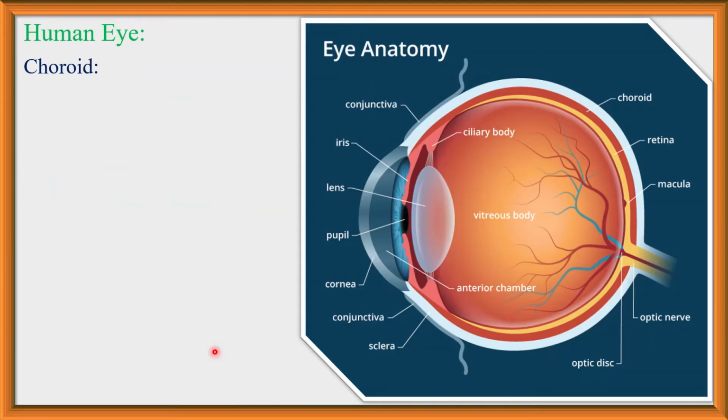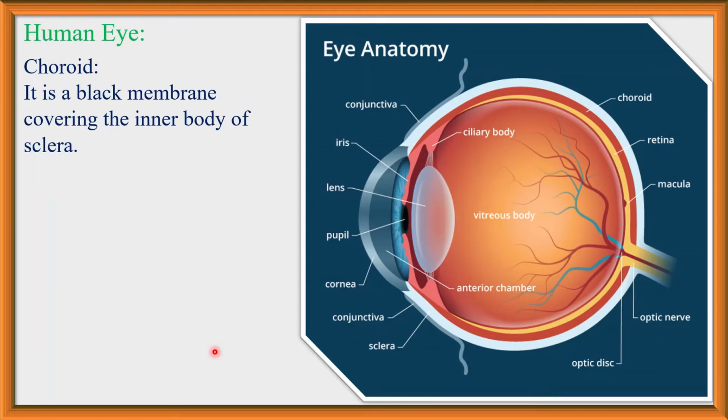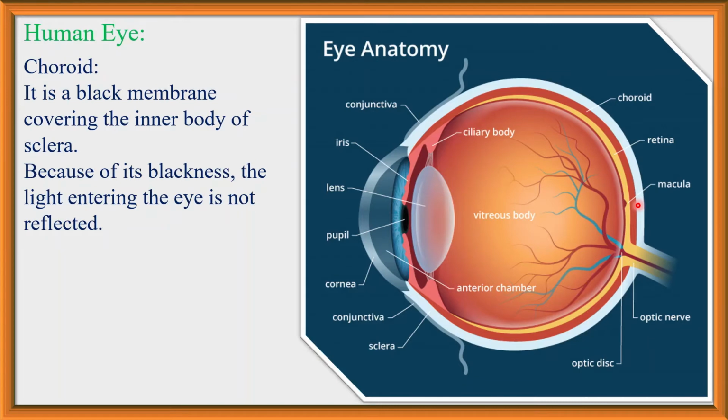Now choroid. It is a black membrane covering the inner body of the sclera. This part is the cornea, and next to the sclera is the choroid. Because of its blackness, the light entering the eye is not reflected. Here the choroid is shown as red, but it is black in color. You will remember it, choroid is black.